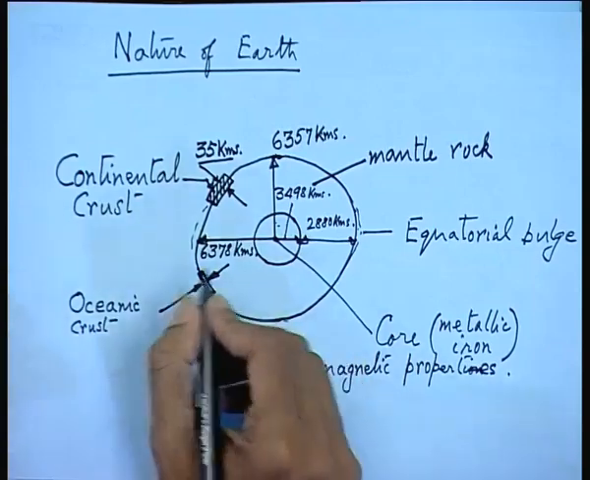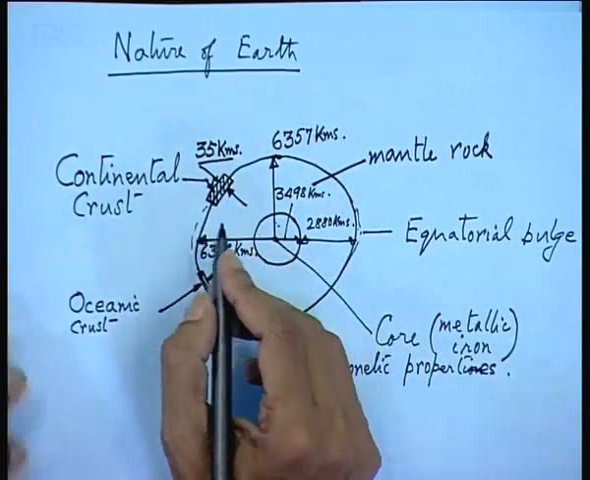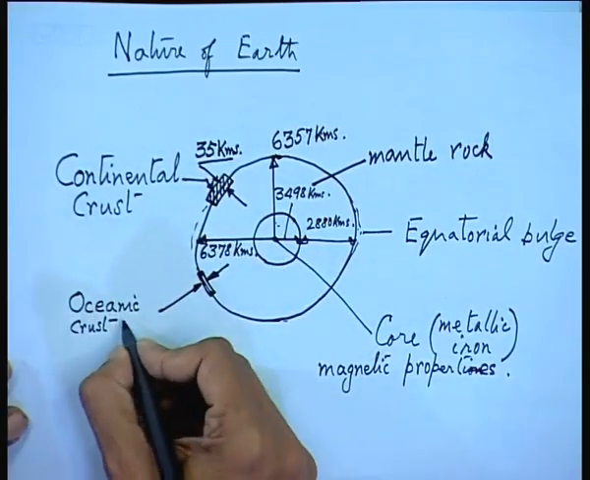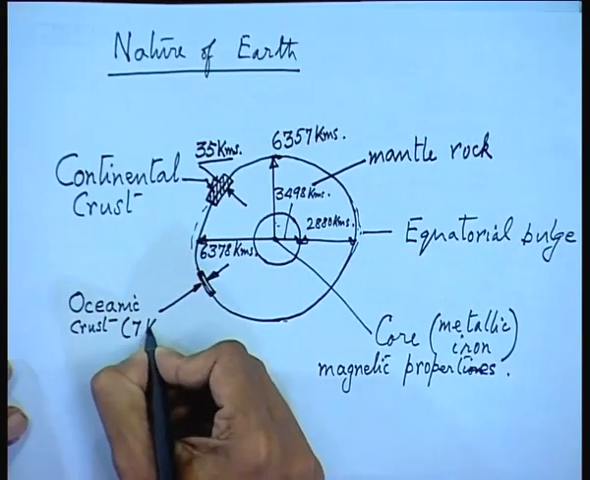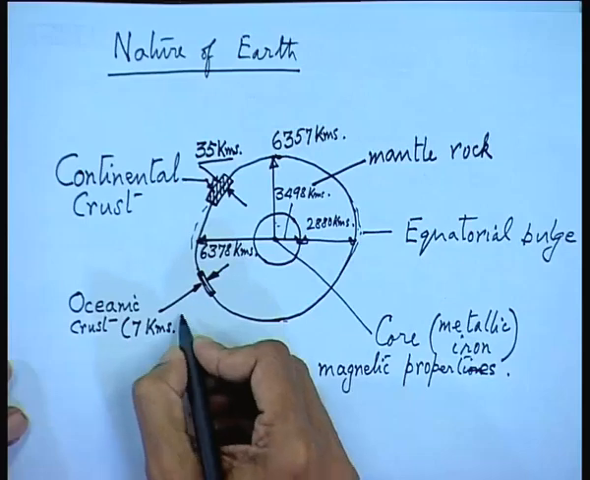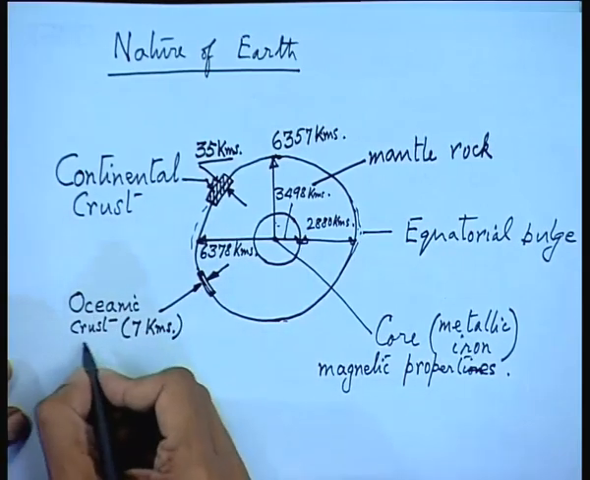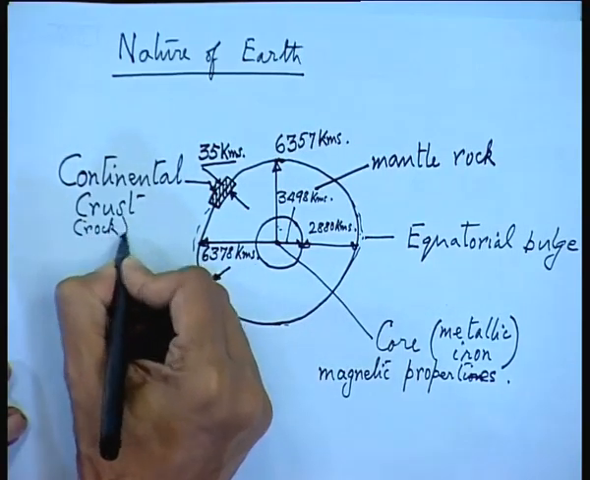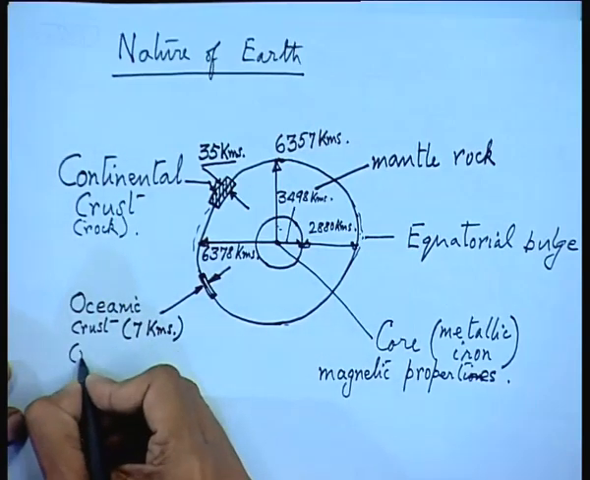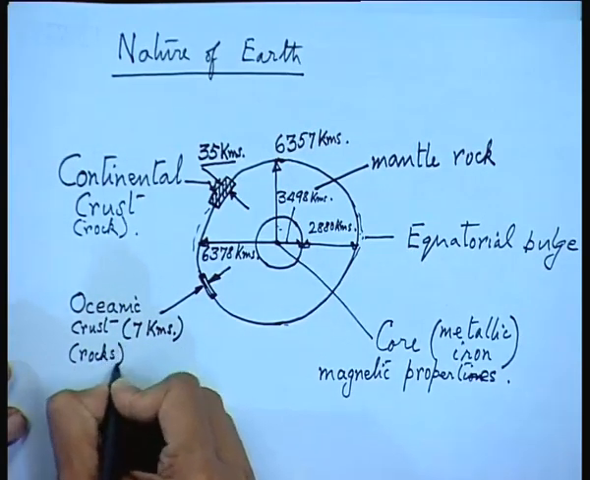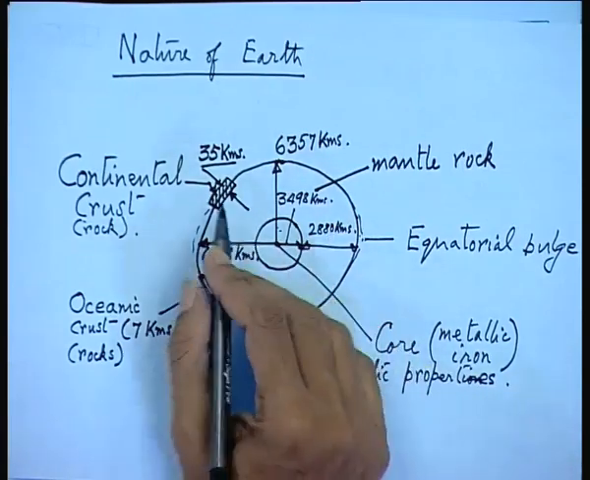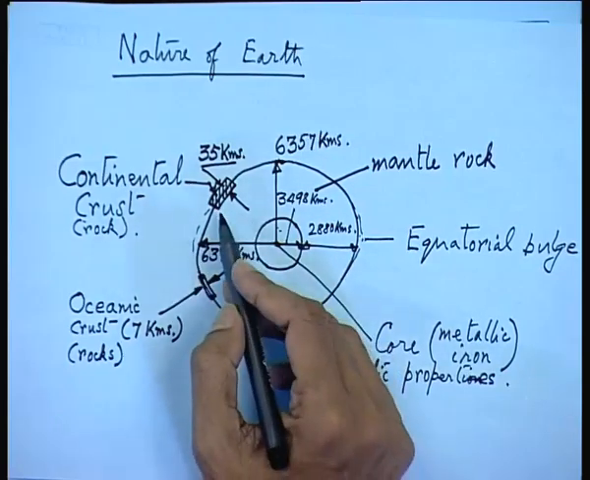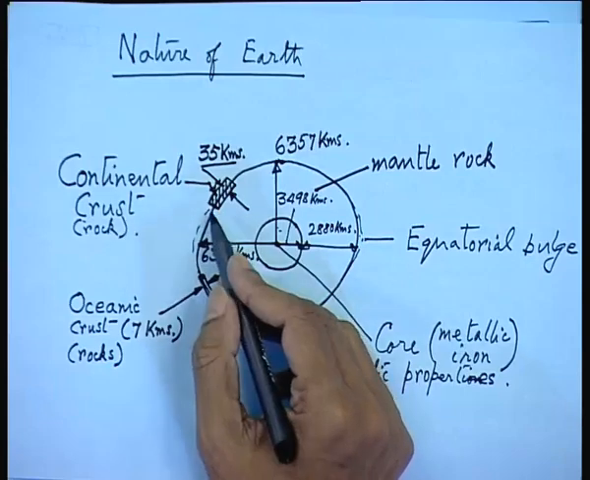But the thickness of this crust is very less compared to the continental crust. So, oceanic crust is only 7 kilometers in depth, only 7 kilometers. Now, oceanic crust is also rocks, continental crust is also rocks. Now, these do not consist of any water mass. So, these are rocks and these are also rocks. So, on the mantle rock we can divide the continental crust and the oceanic crusts.